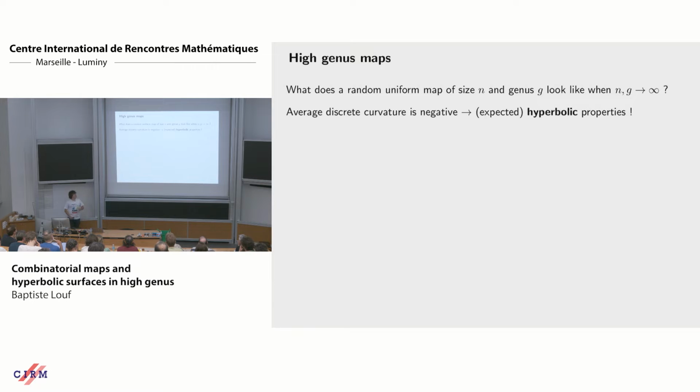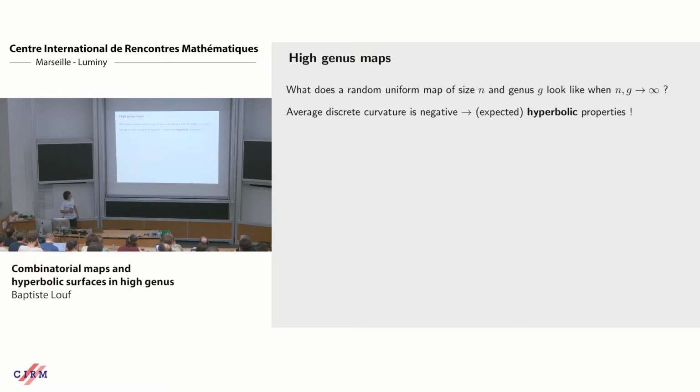So now the question changes a little bit. Now you want to look at uniform maps of size n and genus g, and you still want n to be large, but you also want the genus g to be very large. So you send both things to infinity. I know this is not very precise. You have to specify a rate of convergence, but I'll sweep that under the rug for now.